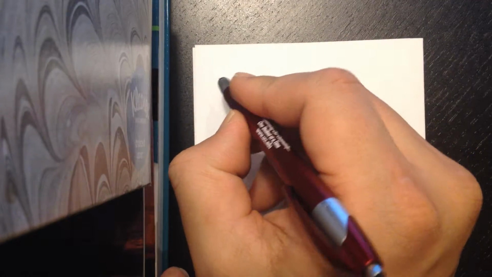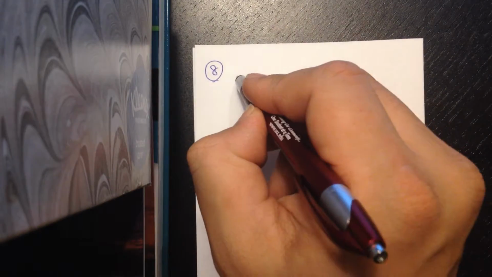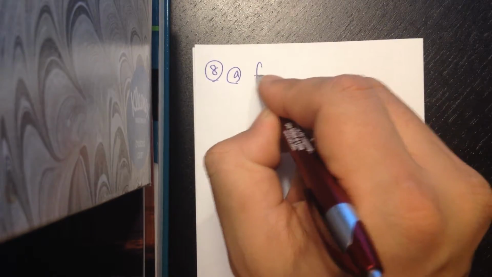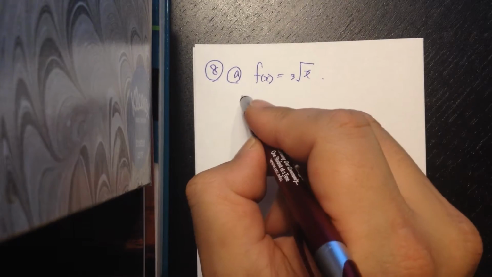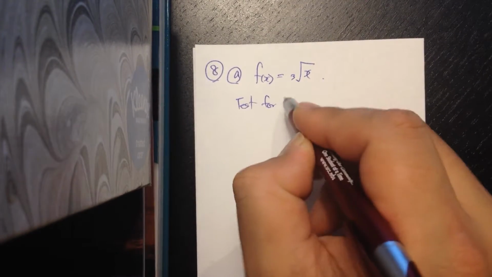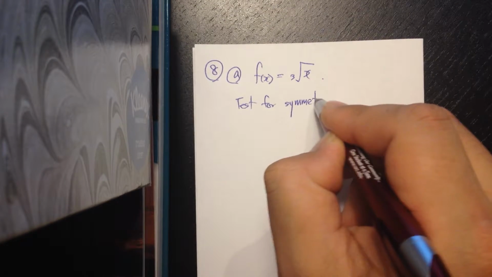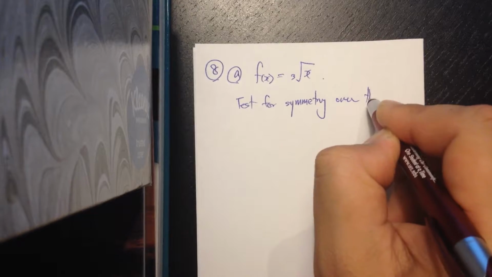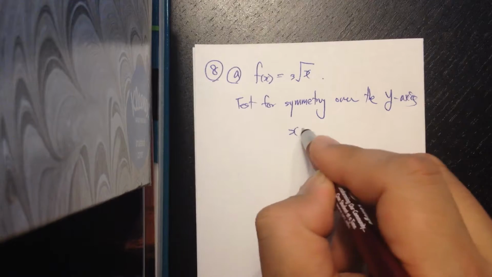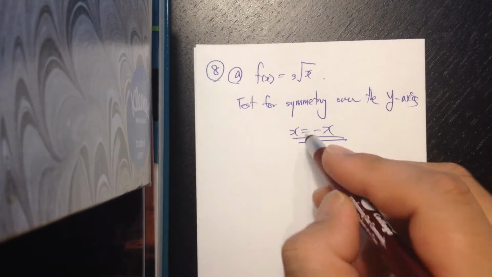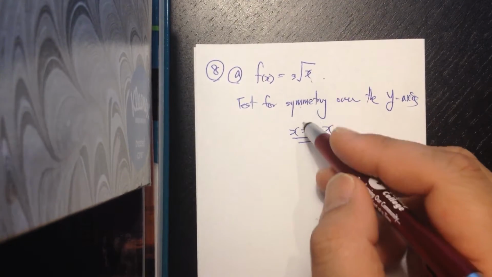Okay, so number 8. Let's continue with number 8. So let me do letter A, f of x equals 3 to the x. Basically, what I'm going to do is run the test for symmetry over the y-axis. That means I'm going to set x equal to negative x, and hoping when I substitute, it will be the same as the original function.